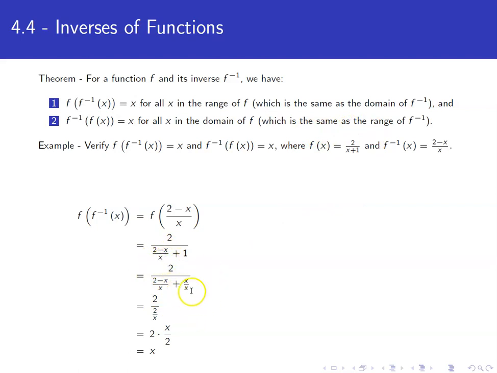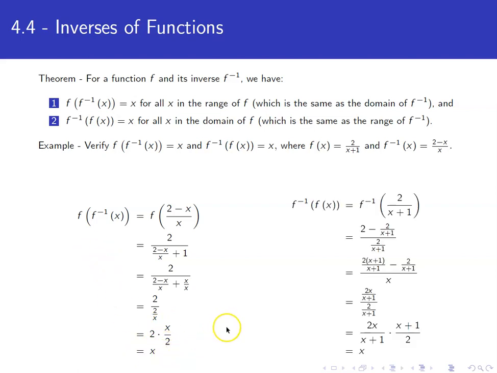Get a common denominator in the denominator. So we've got 2 over 2 minus x over x plus x over x. Adding those two things in the denominator gives us 2 over x. When we divide by a fraction, we multiply by the reciprocal, so we get 2 times x over 2, which gives us x. So we really did get back to where we started.